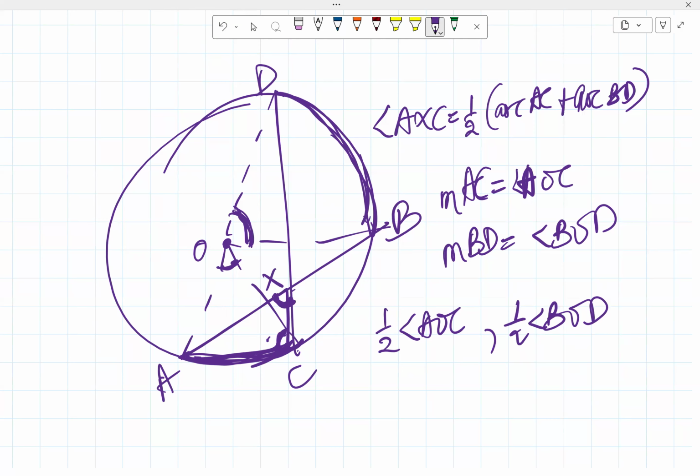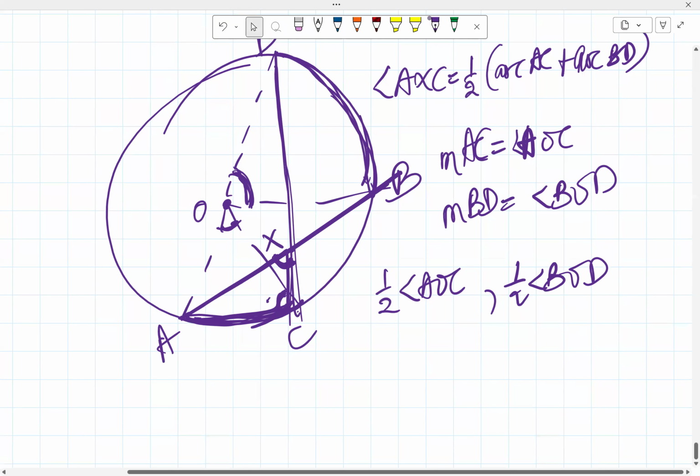So you see, we have arc BD and arc AC. So we have that intersection going on right there. So in that case, it becomes half the sum of the two central angles.